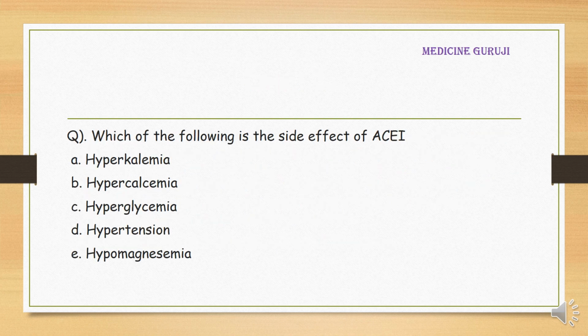Now see a question, look at an MCQ. Which of the following is the side effect of ACE inhibitors? Hyperkalemia, hypercalcemia, hyperglycemia, hypertension, hypomagnesemia. Again, use your mind. I am not going to discuss. You try to find out.